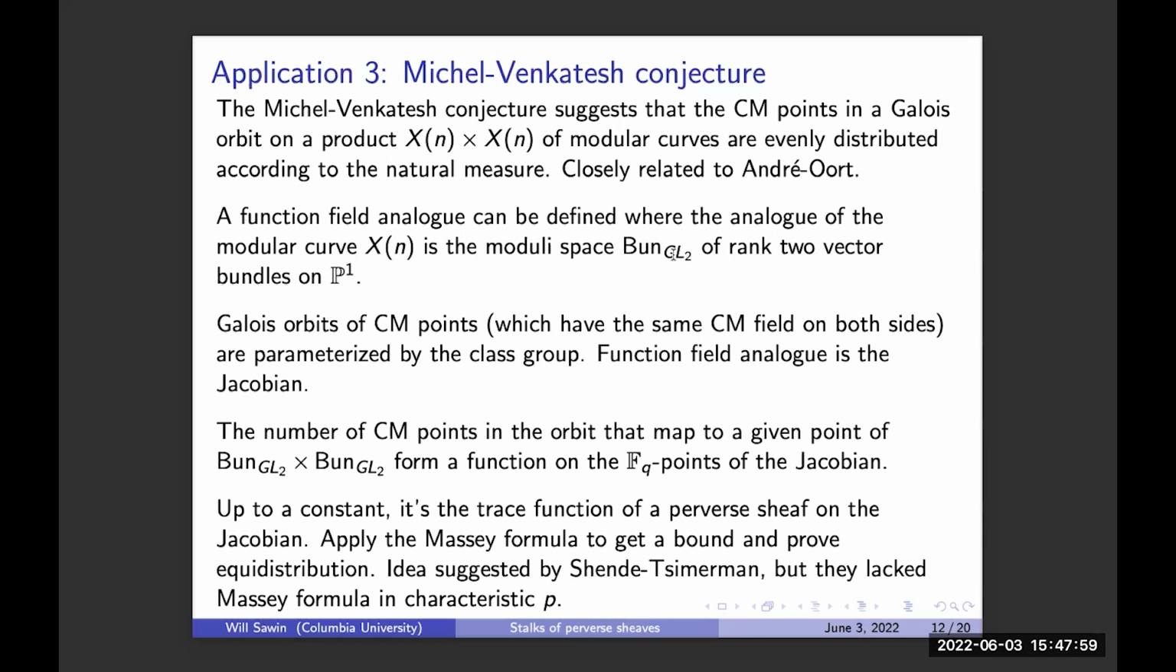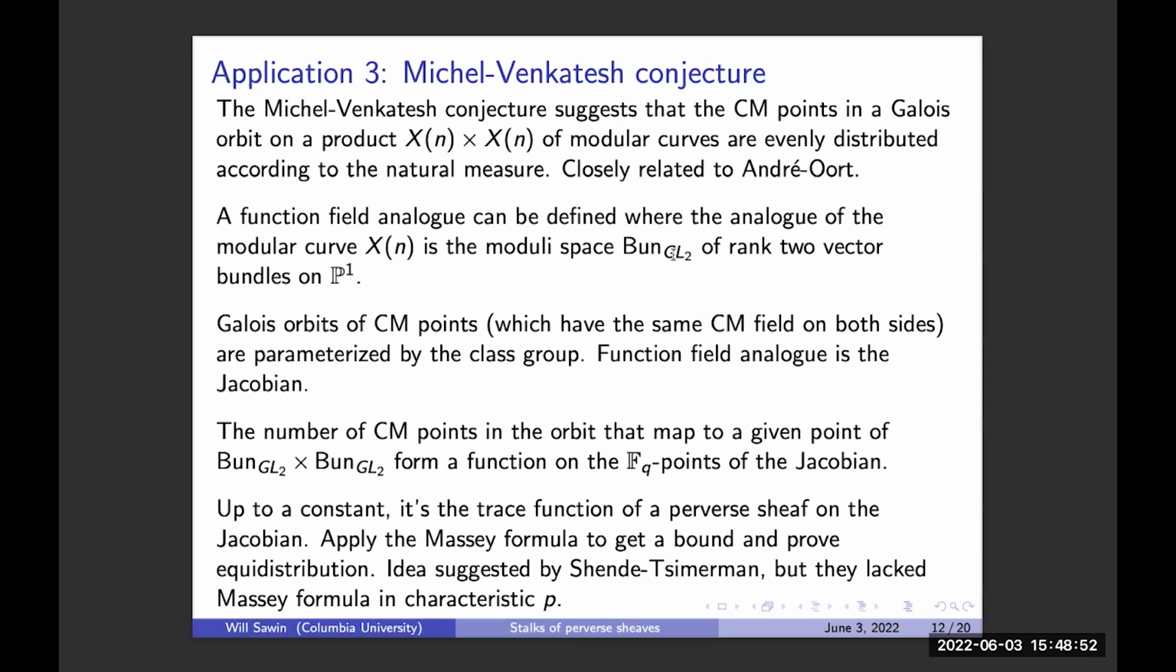So the relevant function that we're going to consider is: we can pick our favorite points on Bun_GL2 times Bun_GL2, and say, for each point of the Jacobian, how many of the CM points in that Galois orbit map to a given point in Bun_GL2 times Bun_GL2. Equidistribution is equivalent to having some sufficiently good upper and lower bounds for that particular function, which I want to think of as a function on the F_q points of the Jacobian. And this function you can also express as the trace function of a perverse sheaf up to a constant. And you can apply the Massey formula to get a bound, and the bound is strong enough to prove an equidistribution statement.